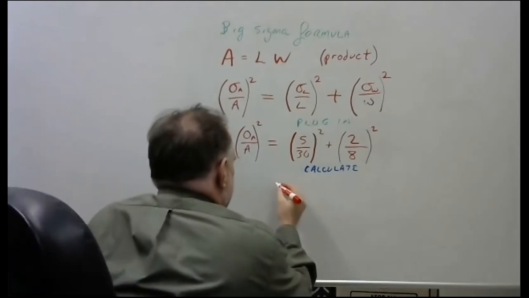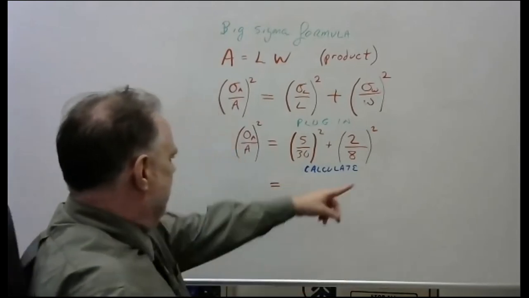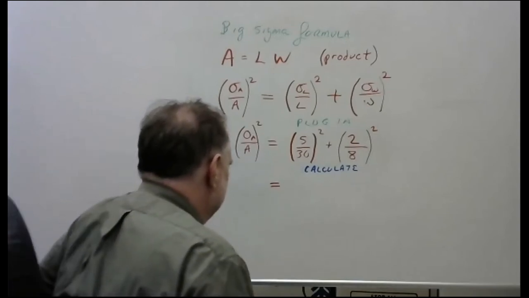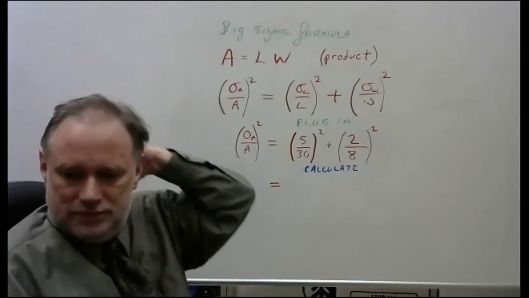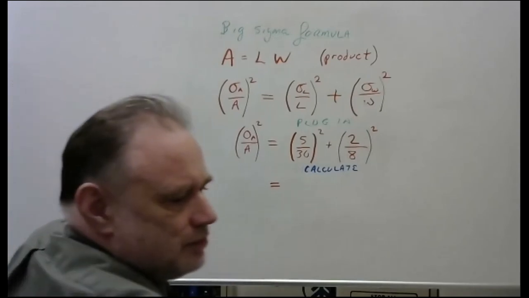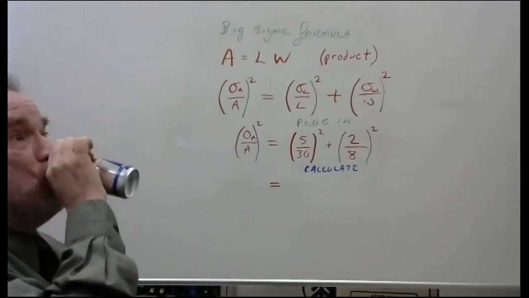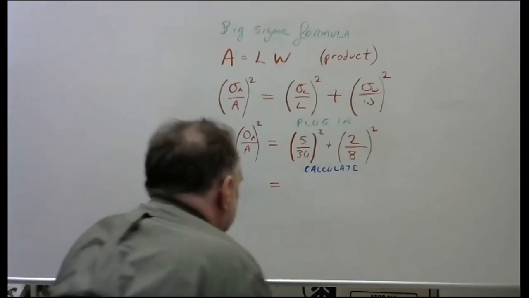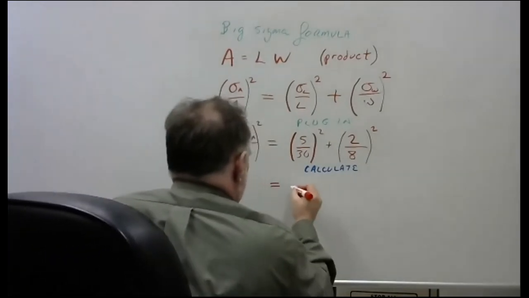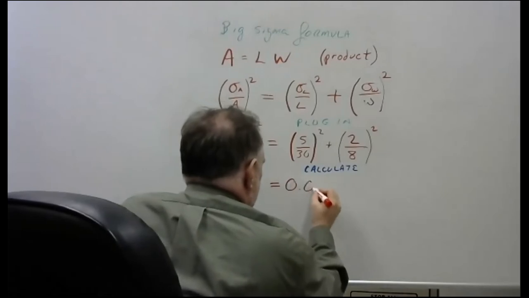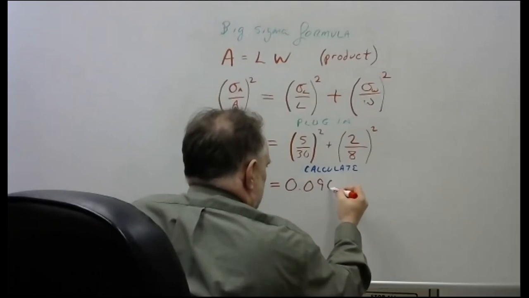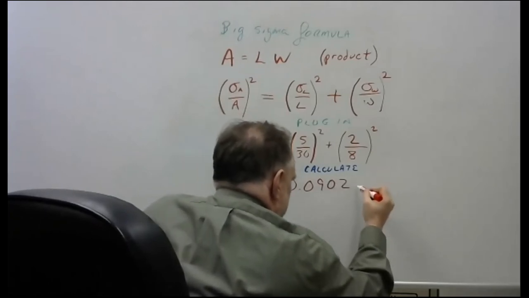So when you calculate that number, what do you get? Put it in your calculator and calculate, what do you get? I got 0.090. Okay. 0.092, blah, blah, blah, right? 902, blah, blah, blah.